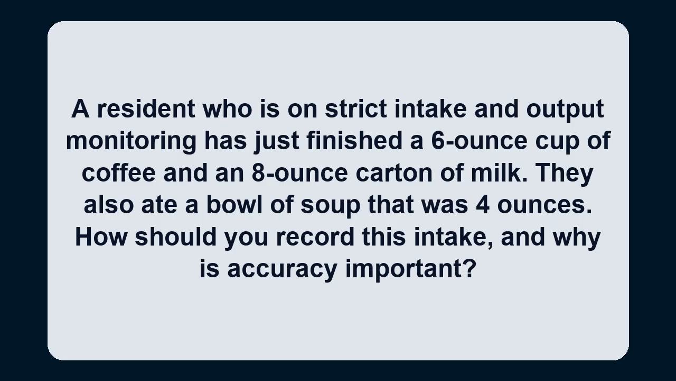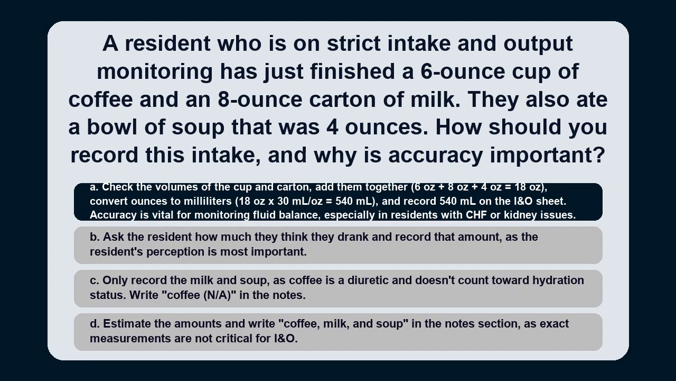Question 6. A resident who is on strict intake and output monitoring has just finished a 6-ounce cup of coffee and an 8-ounce carton of milk. They also ate a bowl of soup that was 4 ounces. How should you record this intake, and why is accuracy important? Option A. Check the volumes of the cup and carton. Add them together. 6 ounces plus 8 ounces plus 4 ounces equals 18 ounces. Convert ounces to milliliters. 18 ounces x 30 milliliters per ounce equals 540 milliliters. Record 540 milliliters on the I&O sheet. Accuracy is vital for monitoring fluid balance, especially in residents with CHF or kidney issues.